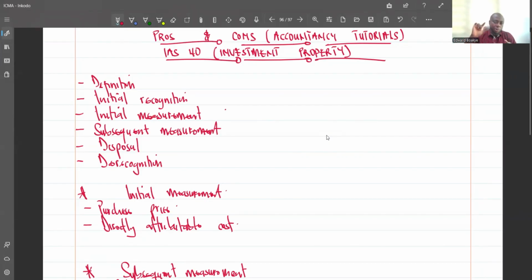If the cost of the ancillary activity is deemed to be very significant, then we say that whatever building they're using cannot be used as investment property, but rather owner occupied. And if we say owner occupied, we mean IAS 16. IAS 16 means we are using it for a different purpose rather than for capital appreciation and rental alone. So that is on ancillary activities.